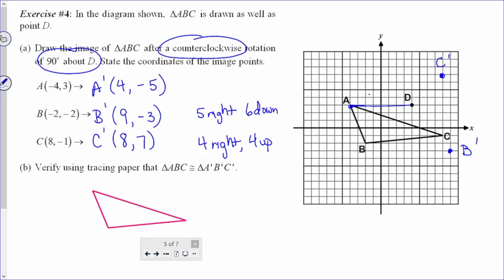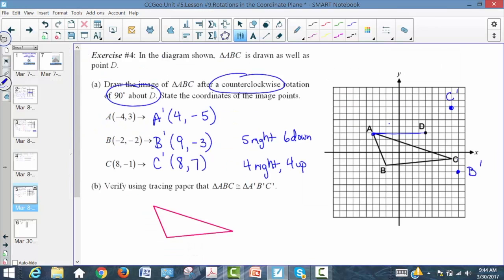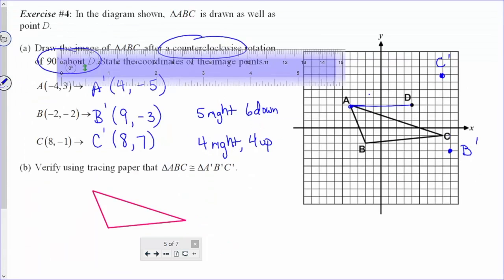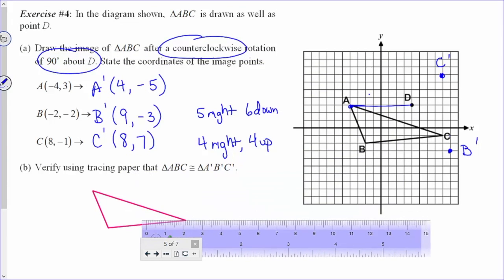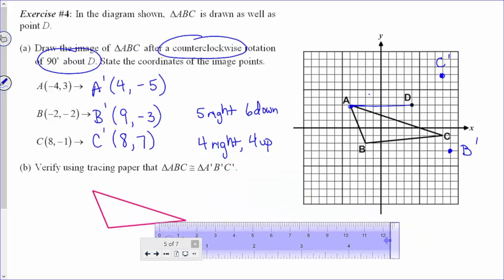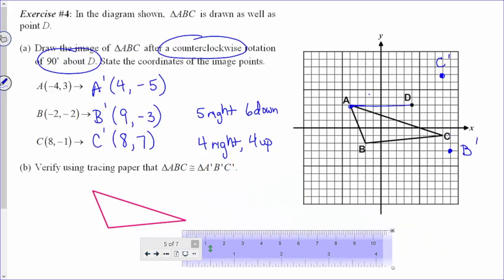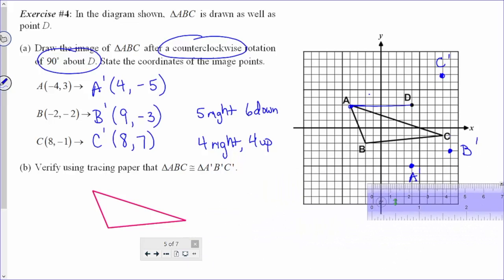And I still don't have a ruler. All right. Must remember to bring my ruler to class next time. Okay, let's connect them. I lost my A prime. Where did it go? Anyway, we're going to go 4, negative 5. There's my A prime. Okay, let me connect them all.